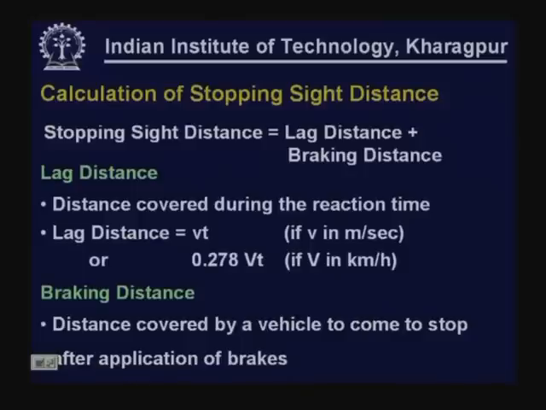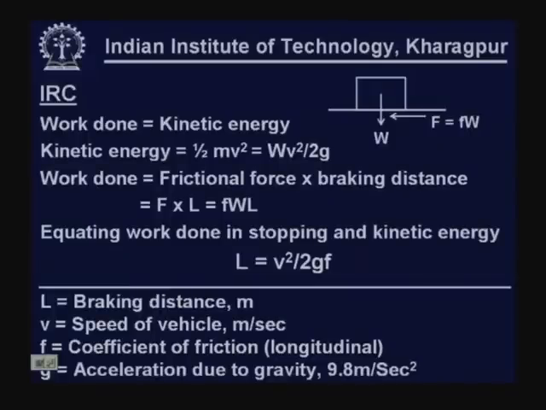Now, the braking distance is actually the distance covered by a vehicle to come to a stop after application of brakes. How can this distance be calculated? The basic equation is that work done in stopping is equal to the kinetic energy. This is the basic equation used by the Indian Roads Congress and also by AASHTO. However, IRC, the Indian Roads Congress, uses the coefficient of friction for calculation of stopping sight distance.